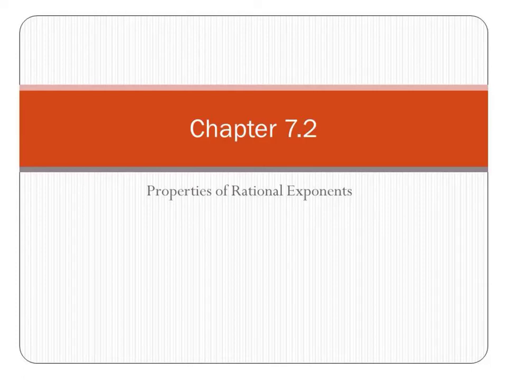Hello and welcome to Algebra 2, Chapter 7.2, and it's called Properties of Rational Exponents. So, two things to remember here. First of all, a rational number is a number that can be written as a fraction, so we're talking about exponents that are fractions. But the much more important thing to remember here is that we're talking about properties of exponents, and they have not changed since you first learned them. So these are the same properties we learned before.